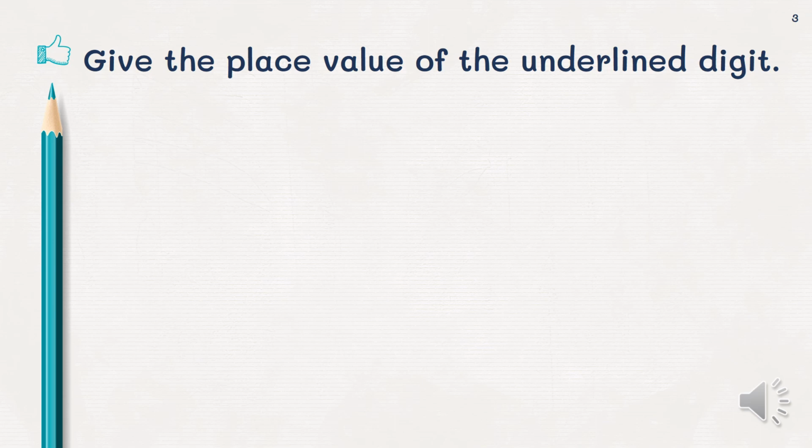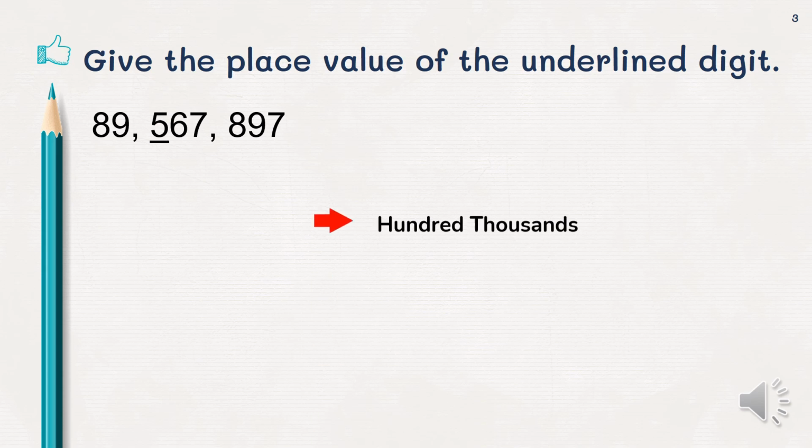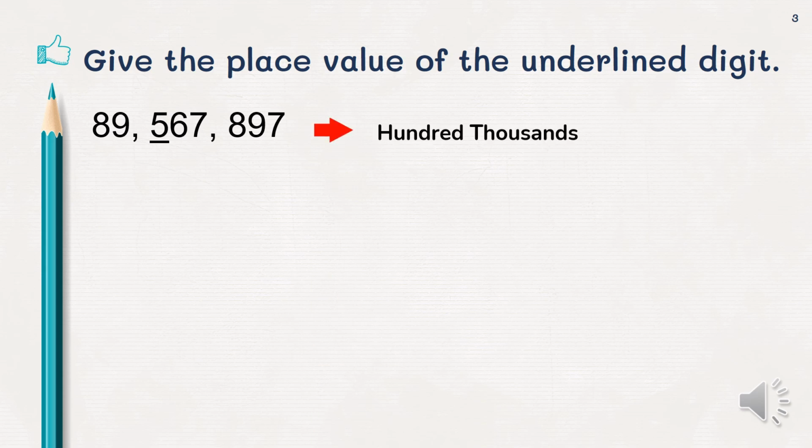Now let's give the place value of the underlined digit. 89,567,897. The underlined digit is 5. What is the place value of 5? Correct. The answer is 100,000s. How about this one? 4,567,823. What is the place value of the underlined digit? That's right. 4 is in the millions place value.